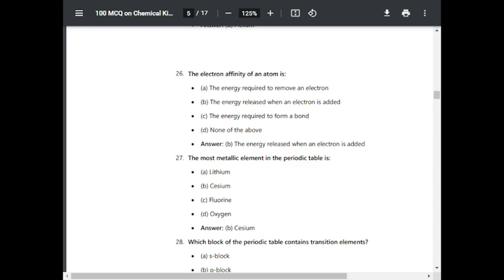Question number 27. The most metallic element in the periodic table is, option A lithium, option B cesium, option C fluorine, option D oxygen. The correct answer is cesium. Cesium is the most metallic element in the periodic table. The answer is B, cesium.